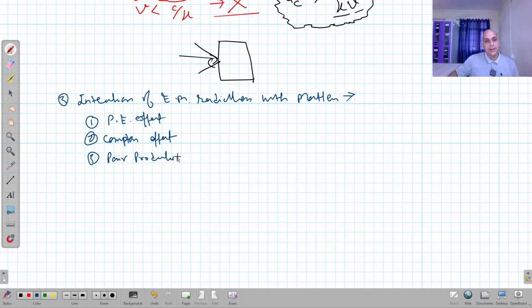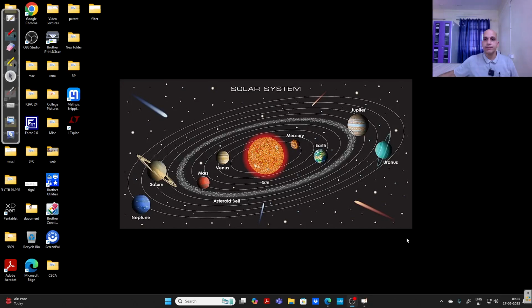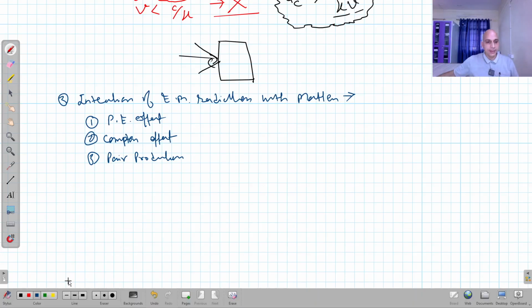Now you can see here that the interaction of electromagnetic radiation or gamma rays is different from the interaction of charged particles. Why? Because they are electromagnetic radiations. They are neutral. They are not going to interact like a charged particle. So their interaction is totally different. As far as these three processes are concerned, I think you have studied the photoelectric effect in detail right from your 12th class. The Compton effect you have studied in detail. I will discuss only pair production.